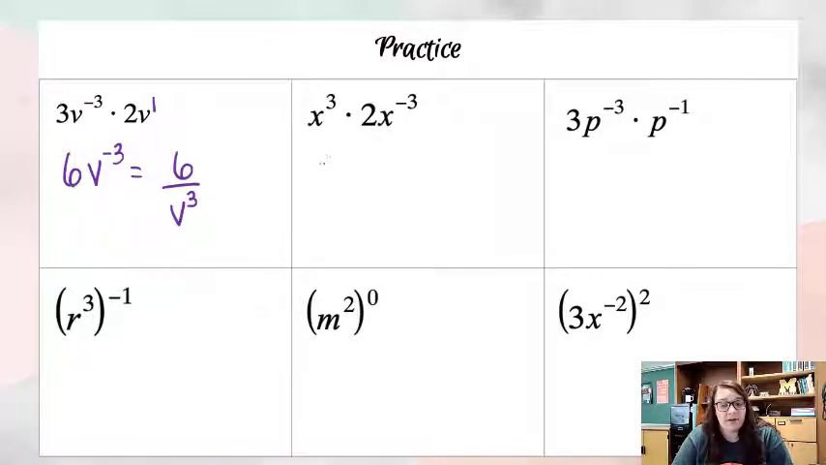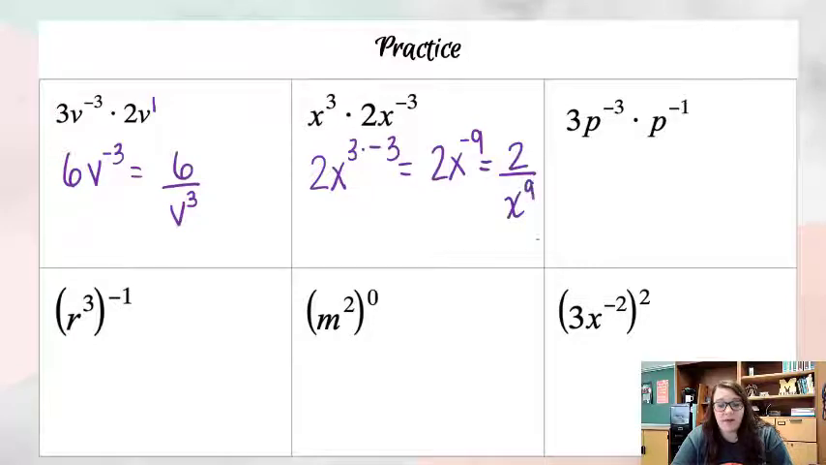My next one, I got a 2, and x to the 3rd times -3. 3 times -3 is -9. Can't write my answer with a negative exponent, so I'm going to put x to the 9th on bottom. My next one, I've got 3, and then p to the -3rd times -1, which is 3p to the 3rd. So I could just put this as my final answer.